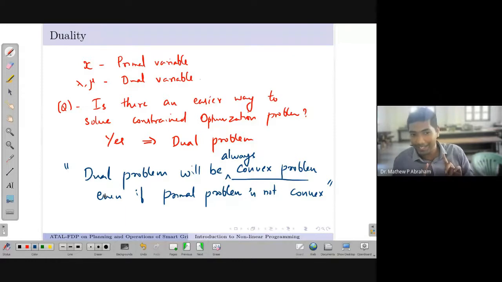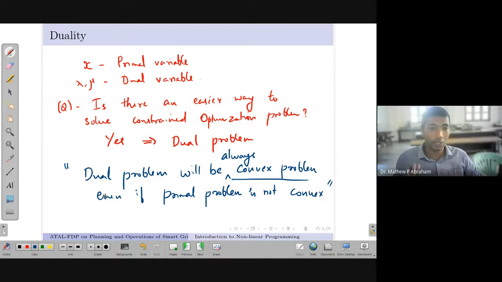But the problem is you may not always get the exact solution. What we require is the exact solution of the primal problem, but by solving the dual problem, we may not get the exact solution, but we will get a solution somewhere near to the exact solution. Or we can say that we can give a bound on the solution of the primal problem by solving the dual problem. But in some cases, the solution of the dual problem is actually the solution of the primal problem as well.